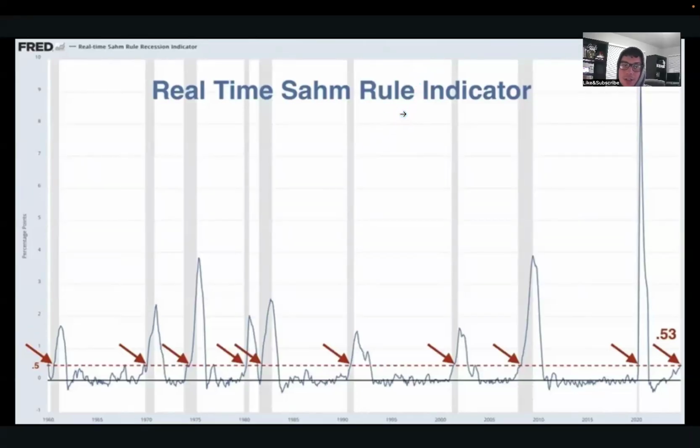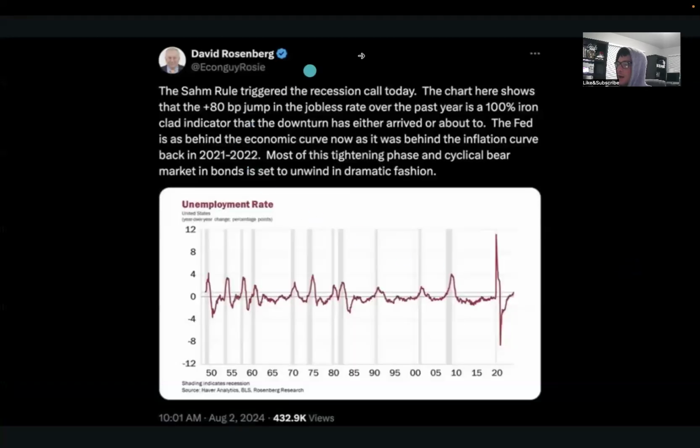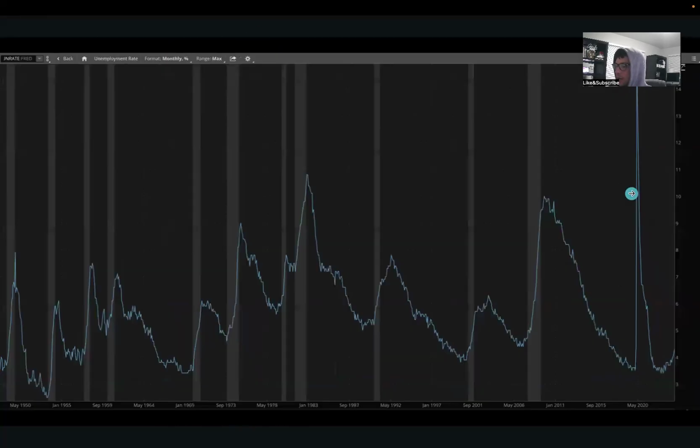We've got to talk about the recession obsession. Everyone is obsessed with talking about a recession right now. The stock market's crashing, pricing in all types of recession fears, and the SOM rule is one of the things that everyone is talking about right now. So we'll break down the SOM rule. We'll take a look at it on Thinkorswim. We'll go over David Rosenberg's opinion on it.